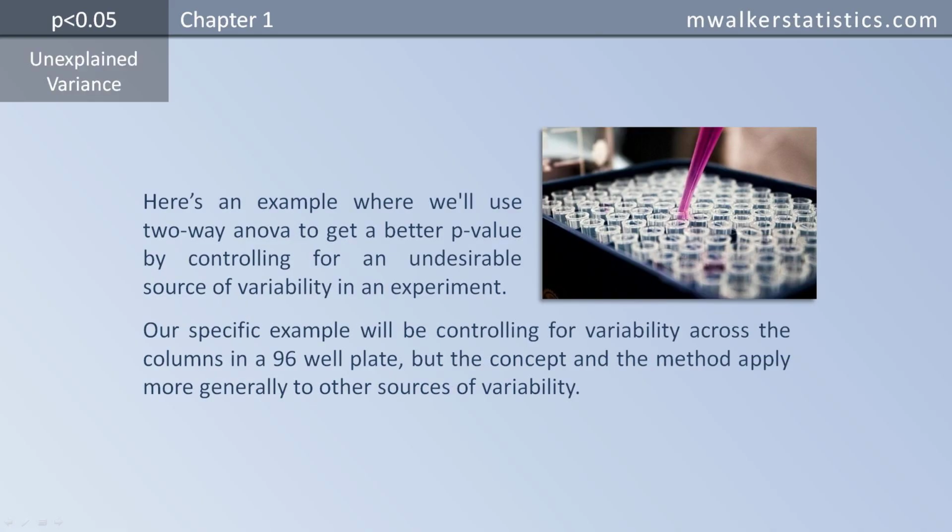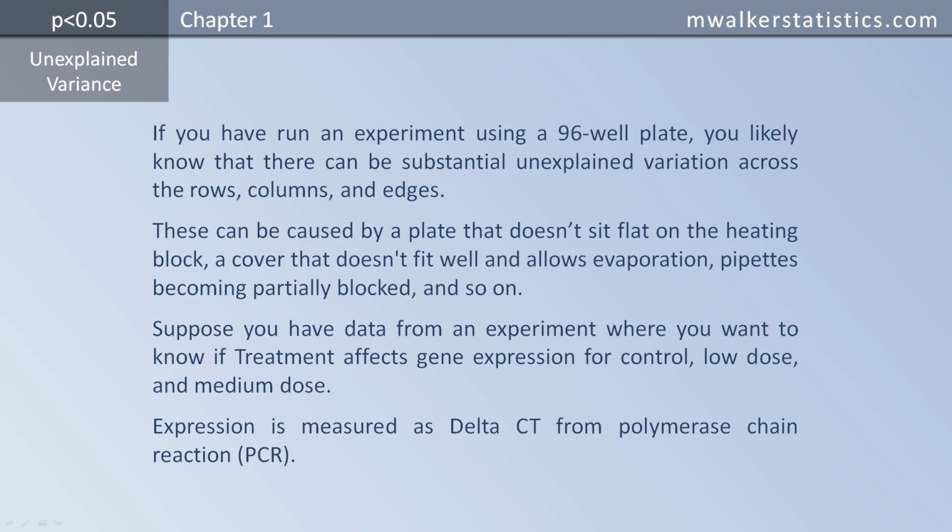Here's an example where we'll use two-way ANOVA to get a better p-value by controlling for an undesirable source of variability in an experiment. Our specific example will be controlling for variability across the columns in a 96-well plate, but the concept and the method apply more generally to other sources of variability. If you have run an experiment using a 96-well plate, you likely know that there can be substantial unexplained variation across the rows, columns, and edges.